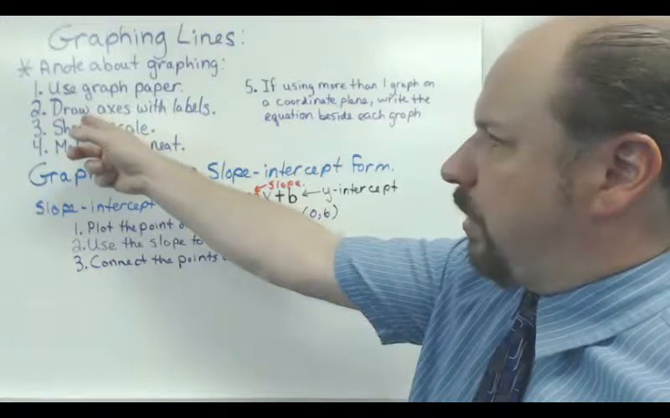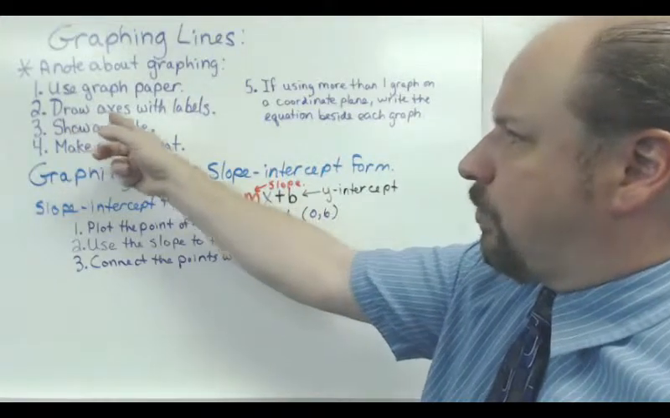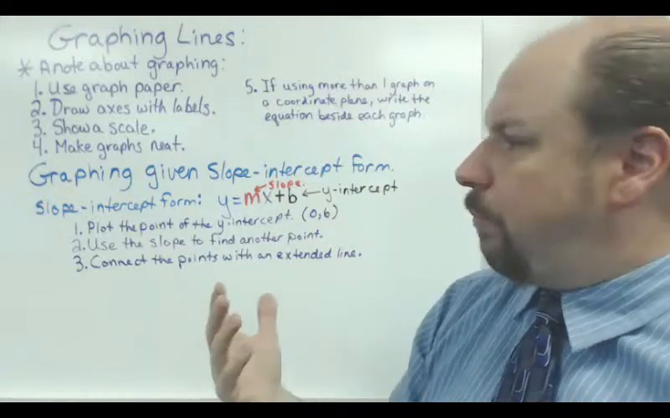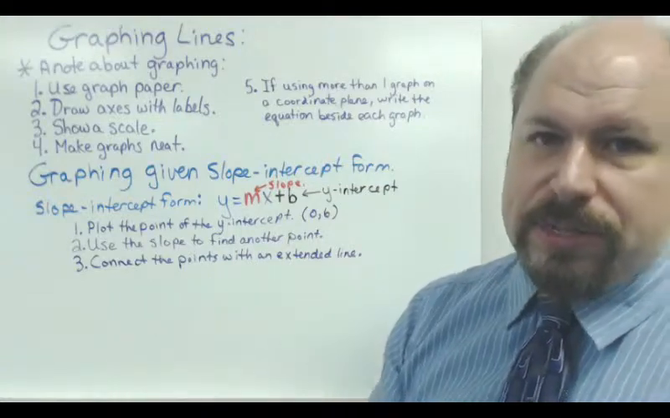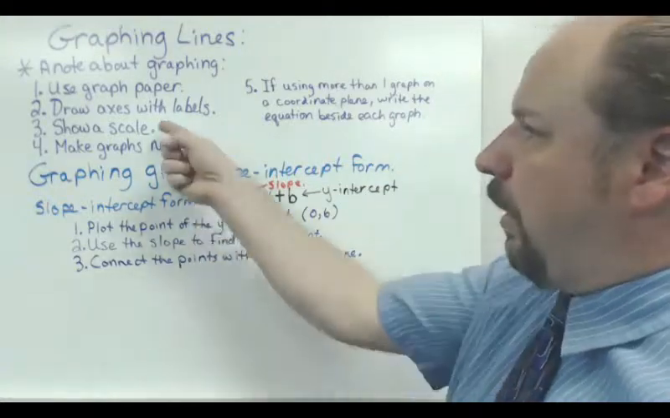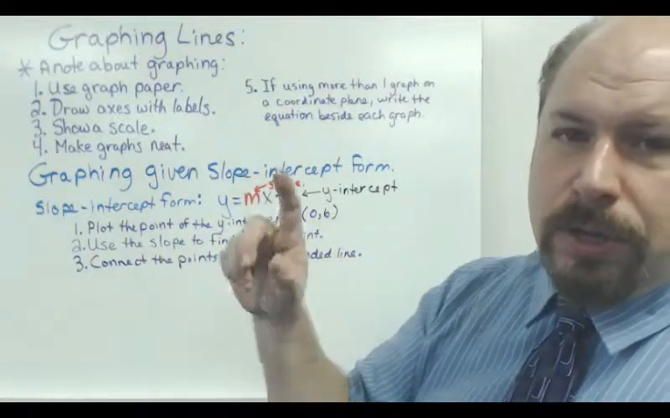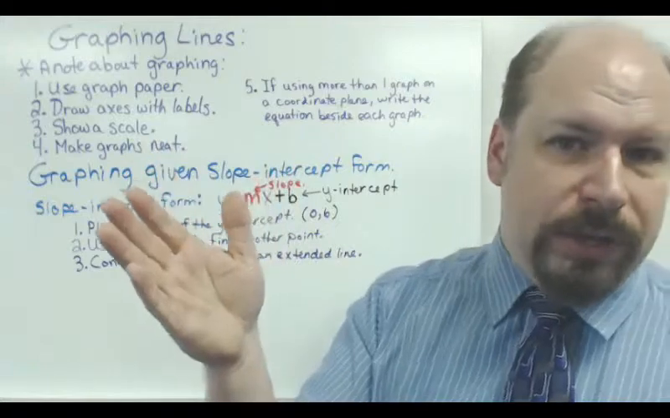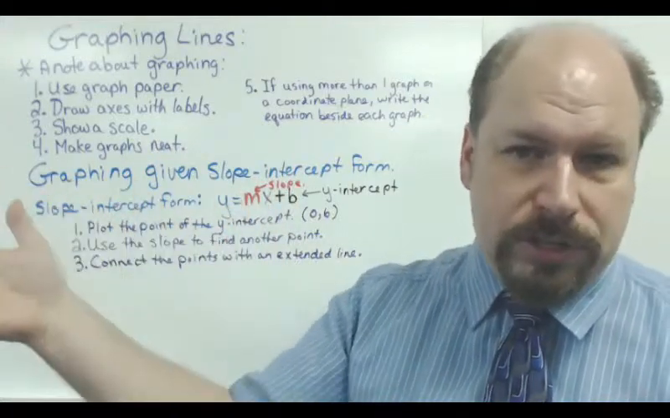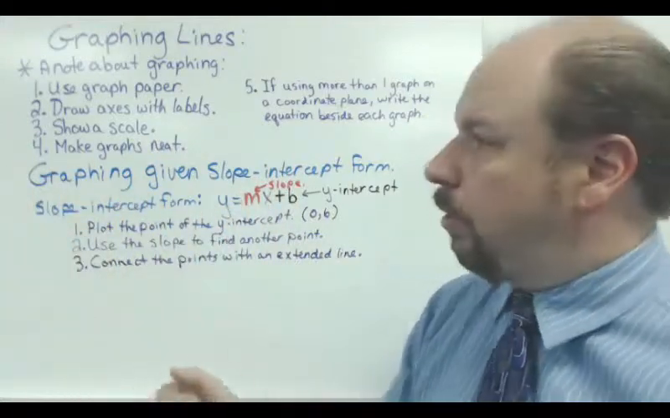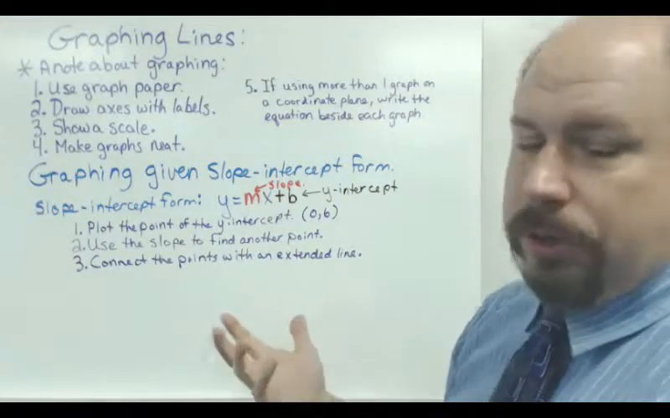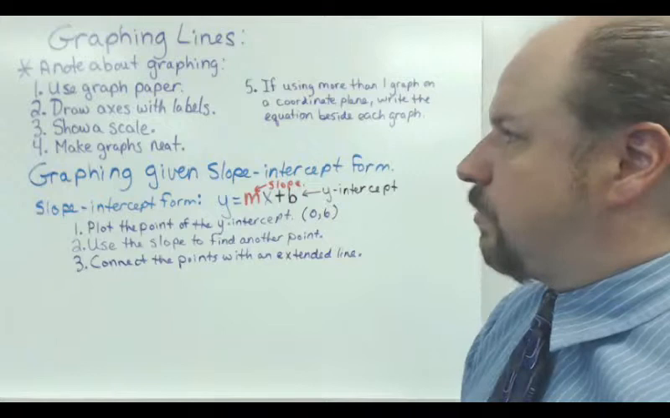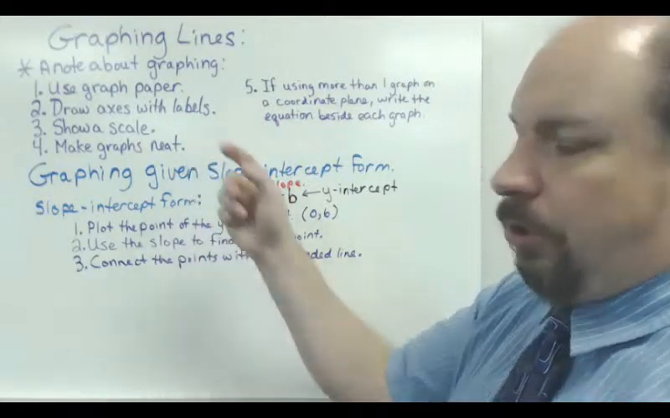When you're using graph paper, of course, draw axes on the graph paper and use labels. So you want to be sure to label the x-axis, label the y-axis, and show a scale. So scale your graph. What I mean by that is show me how many units between each line on the graph paper. Usually you're going to use 1. Sometimes you might use something different. It just depends on the situation. Make your graphs kind of neat.